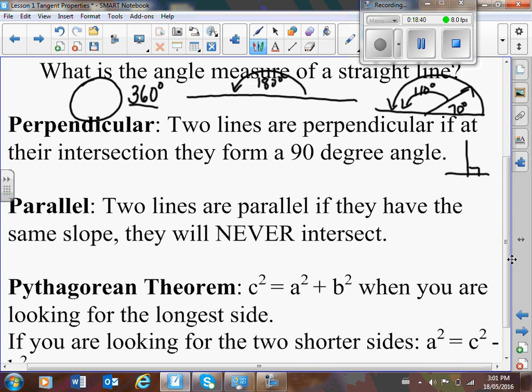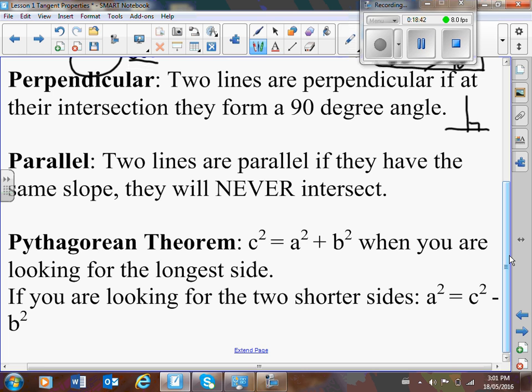Two lines are parallel. Parallel and perpendicular sound a lot alike. I remember that parallel is what it is because of the letter L's. Two L's in parallel, they're parallel to each other. That's what parallel lines are. They never intersect. So two lines that look something like that.